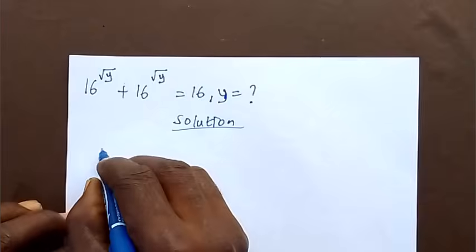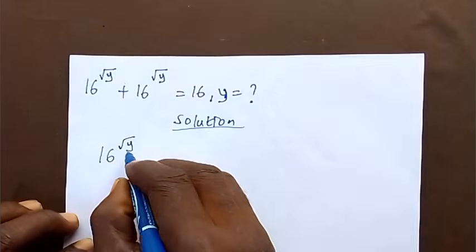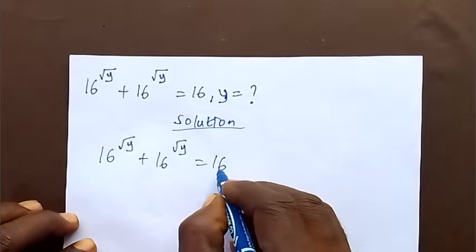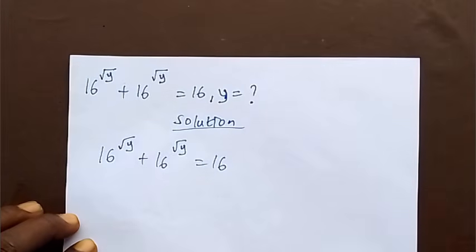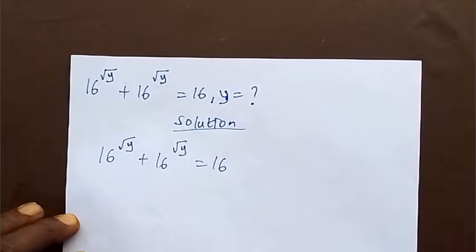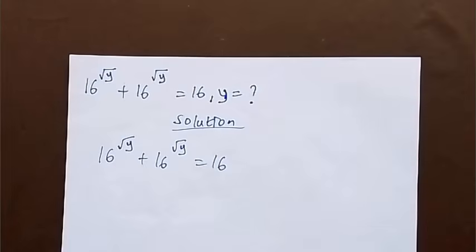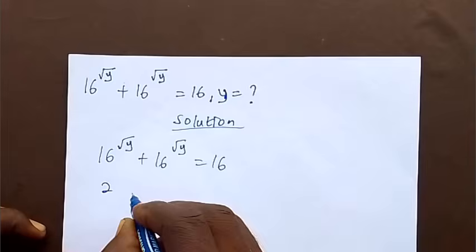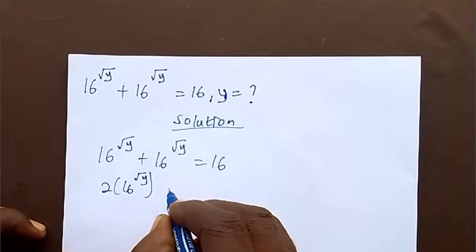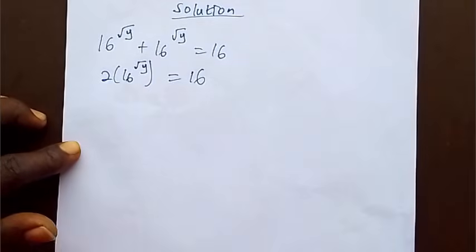For this, I have 16 raised to the power root of y plus 16 raised to the power root of y equals 16. Now 16 raised to the power root of y plus 16 raised to the power root of y, they are like terms, therefore they can be added. This is therefore going to give us 2 times 16 raised to the power root of y equals 16.